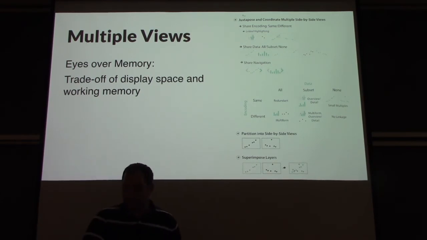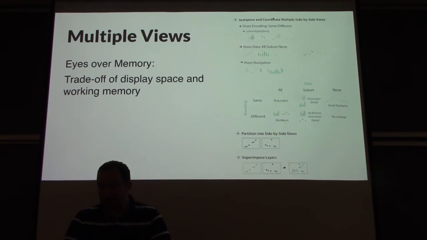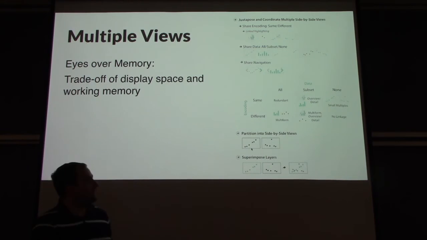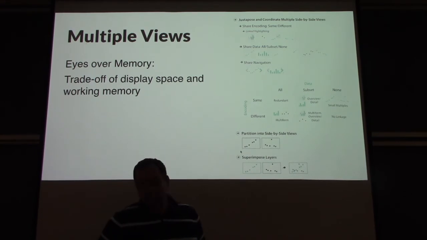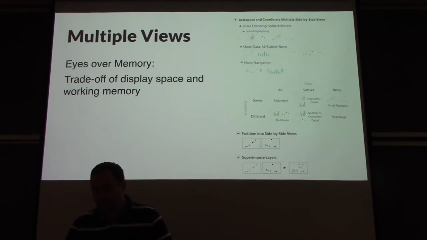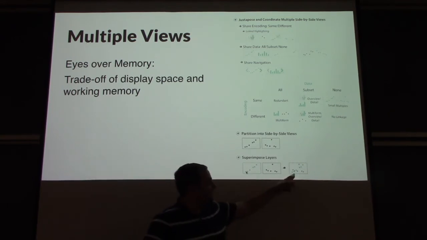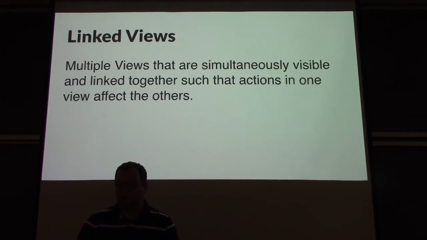This here is juxtaposition and coordination of multiple side-by-side views. We could have same or different encodings, or we could then subset. We could have shared data. Is all of the data shared between different views? Is a subset of the data shared, or are none of the data items shared between different views? We can think about the navigation in here, and then we will talk about partitioning. For example, if we have two different conditions, we can partition these into separate views, or we can superimpose them. So in this case, we're superimposing those two into one chart. But we'll go over this in detail now.